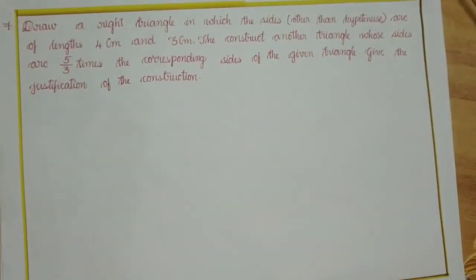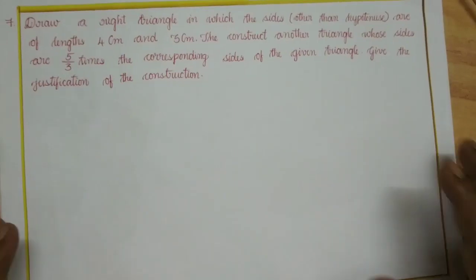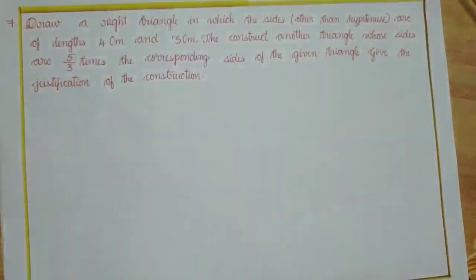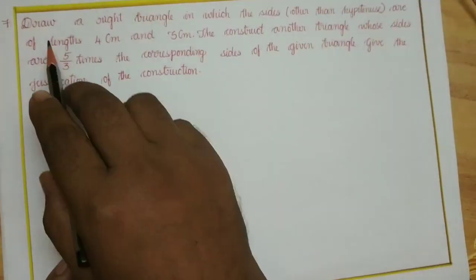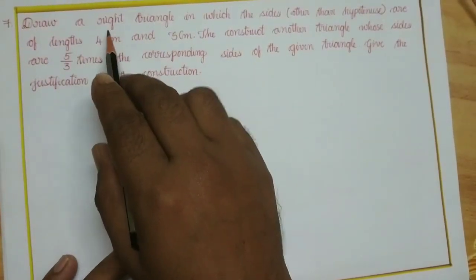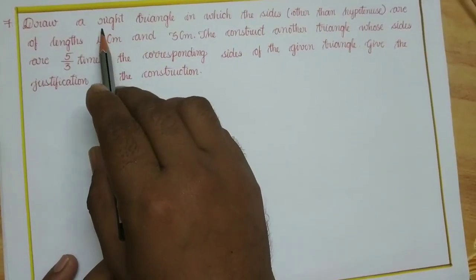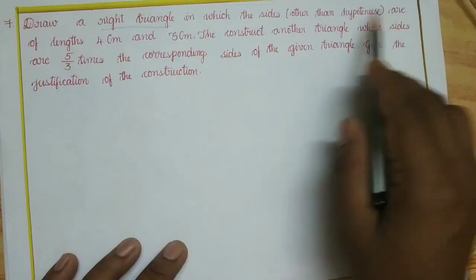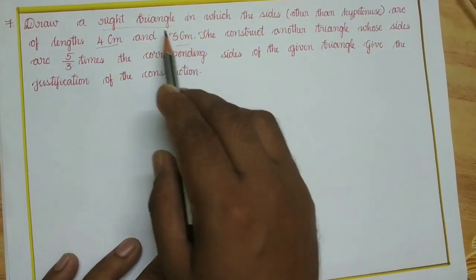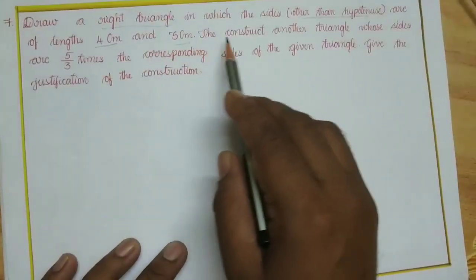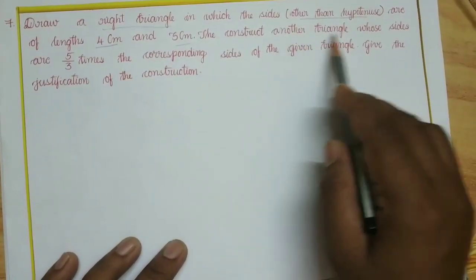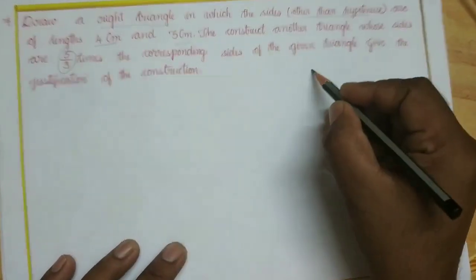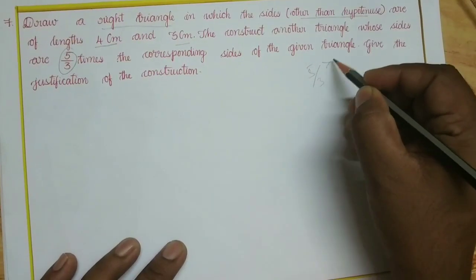Okay, my dear students. Next, see the last question, the very important model, and a difficult one even. So draw a right angle triangle. I can't say it's difficult, it's an easy one only. Right angle triangle in which the side lengths are 4 and 5. Other than the hypotenuse, they are given. Construct another triangle whose side ratios are 5 by 3. So 5 by 3 is again greater than 1.